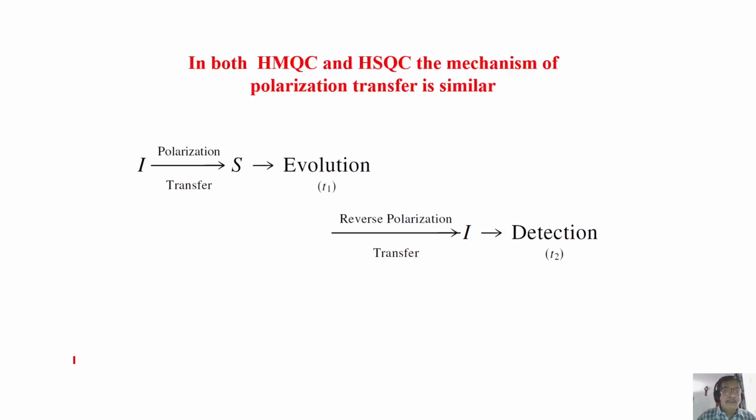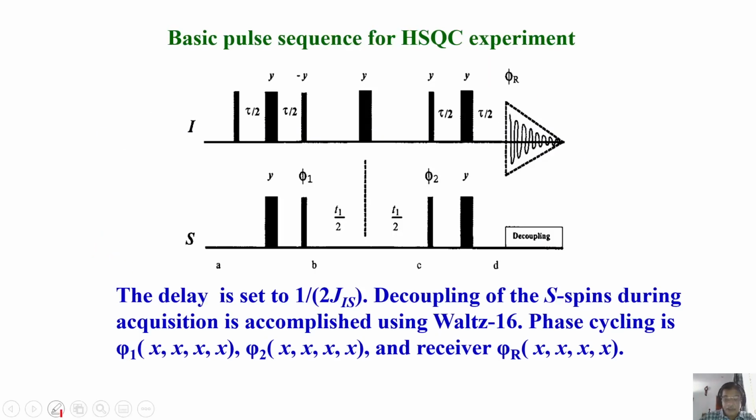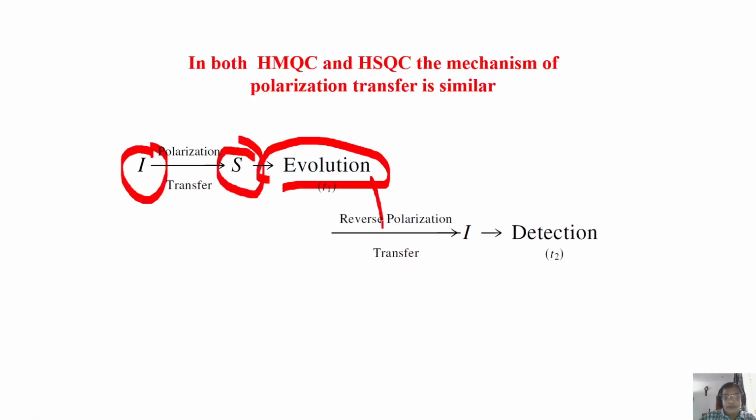Basically, look at this. This is the flow chart. In HMQC, HSQC or HMBC, whatever the mechanism, the polarization transfer works like this: you take polarization from the I spin, transfer it to the S spin, and allow it to evolve during t1. Then do the reverse polarization transfer to I and detect. Very simple, two steps, that's all. Nothing more.